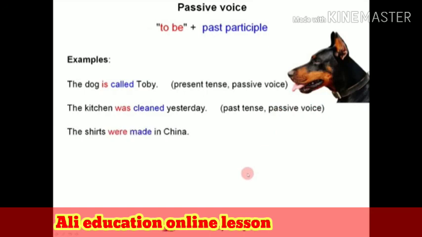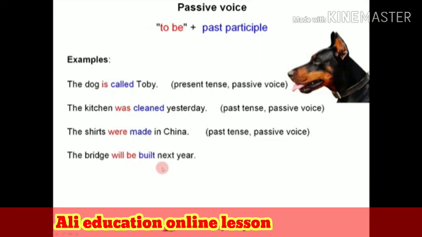The shirts were made in China. And again, this is the past tense, passive voice. And this is the third person plural, were made. Okay, so this is the verb to be as an auxiliary verb, and this is the past participle of the verb make. This is irregular, but it is the past participle of the verb make, made.